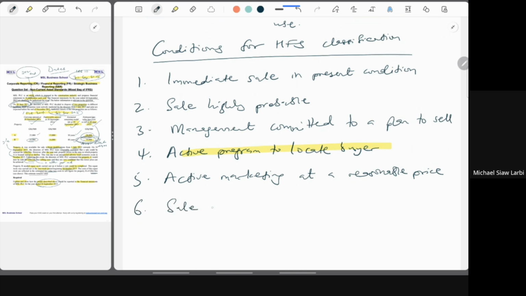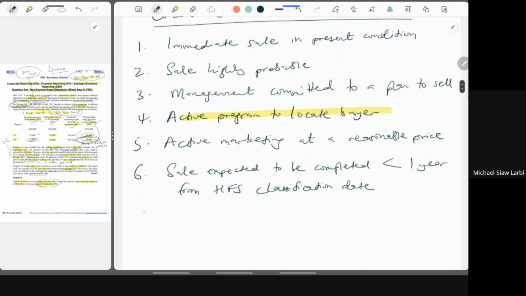Then we should also expect the sale to be completed in less than 1 year. So you expect to complete the sale in a period of less than 1 year from the date of classification, right? So from the held for sale classification date. When you decide you are doing held for sale, within a year, you should have sold, right?